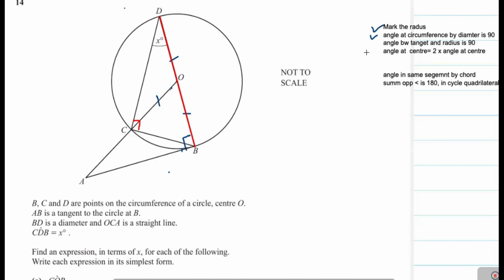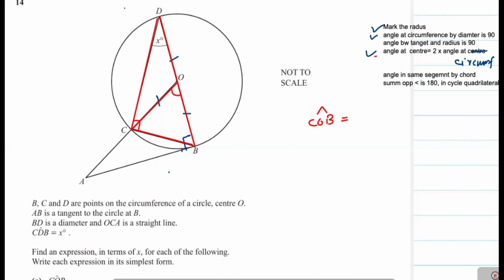Next, we have to mark that the angle at center is 2 times the angle at circumference. You see here the chord CB. This chord CB makes the angle at O, this angle COB. And you see here, this chord CB also makes an angle at the circumference. The angle at circumference is x degrees.